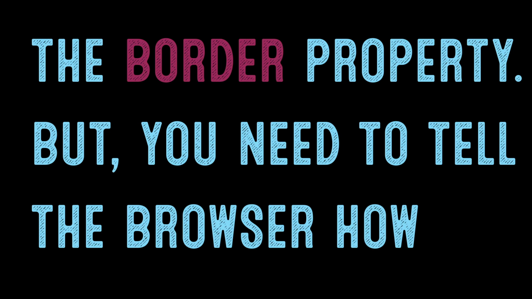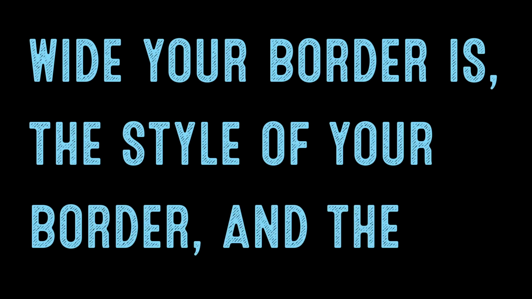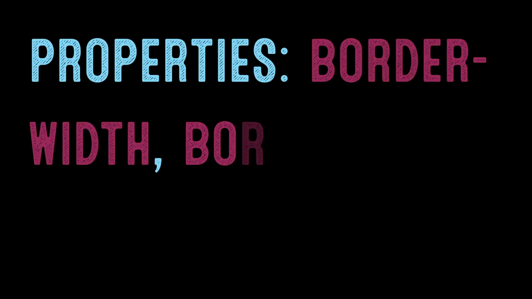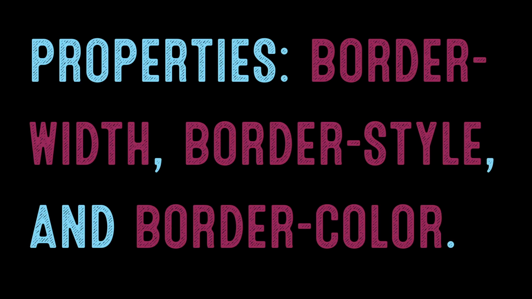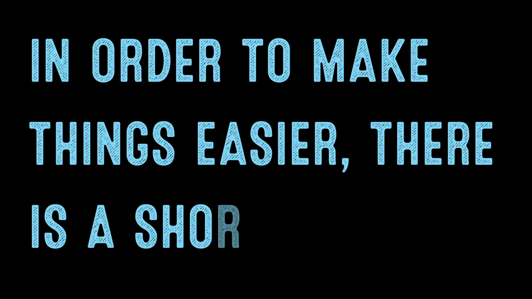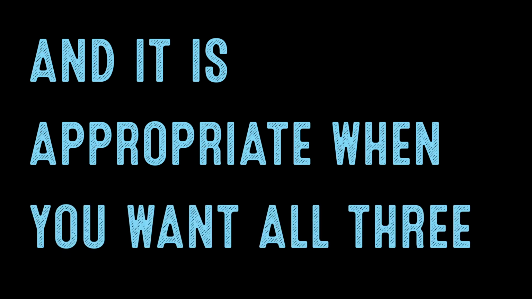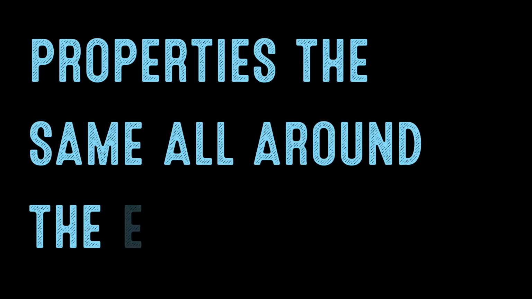But you need to tell the browser how wide your border is, the style of your border, and the color of your border. So we really have three separate properties: border width, border style, and border color. In order to make things easier, there is a shorthand that combines all three, and this is the border property. And it is appropriate when you want all three properties the same all around the element.